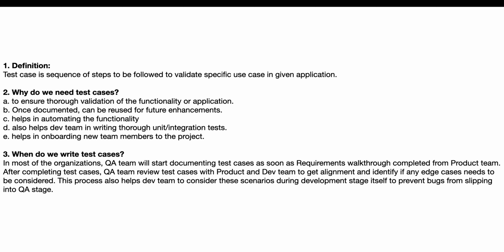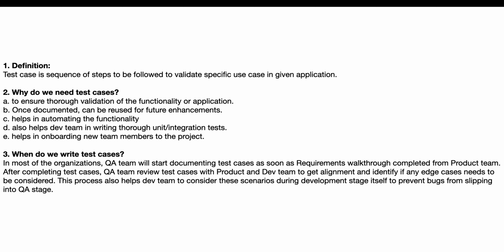So as soon as the requirements review is done, QA will start documenting test cases. And then after completing test cases, as we discussed some time back, the QA team will review the test cases with the product and dev teams to get alignment and identify if any edge cases need to be considered. From the product side, because they have more visibility, they might give feedback saying, hey, we need to cover so and so scenarios.